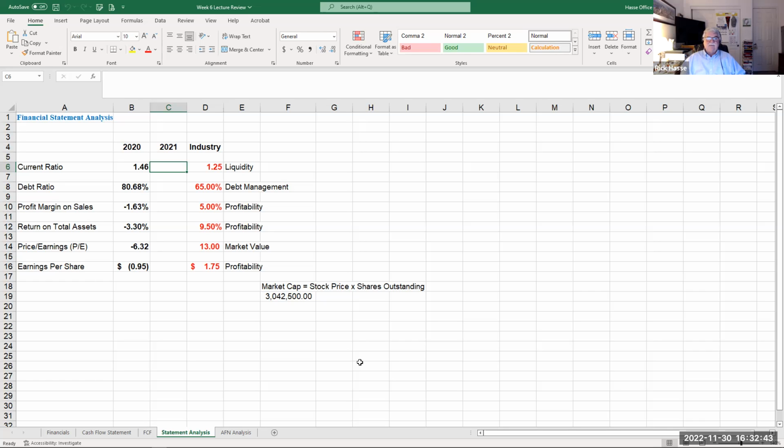So here I've isolated 6 key ratios, and these key ratios you're going to work on as part of your case number 3 next week. The current ratio, which is a liquidity ratio, the relationship of current assets to current liabilities. The debt ratio, which is a debt management ratio, which is total debt to total assets of the company. The profit margin on sales, which is a profitability relationship of net income to sales. The return on total assets, which is the relationship of profitability to assets of the company.